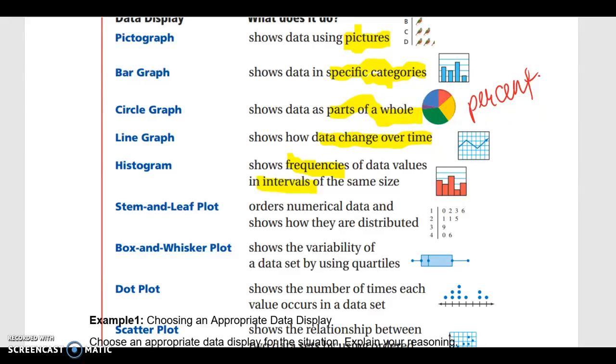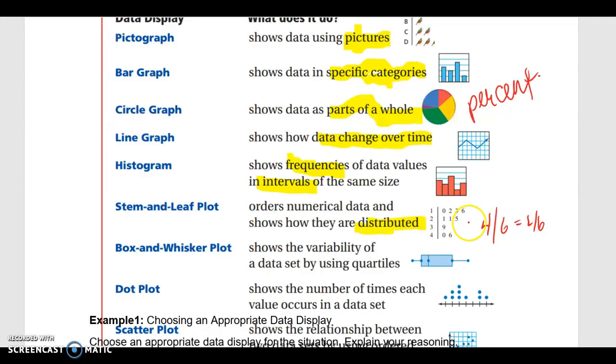Okay, and then we have a stem and leaf plot. In a stem and leaf plot, it orders numerical data. So the nice part is data is ordered from least to greatest here, and then it shows how the data is distributed. The key in a stem and leaf plot is that the numbers on the left, your stems, are the digits in the tens place, and the digits on the right are the digits in your ones place. A lot of times when you see these, you'll see a key. So it might say something like 4|6 is 46. So you know how to read that.